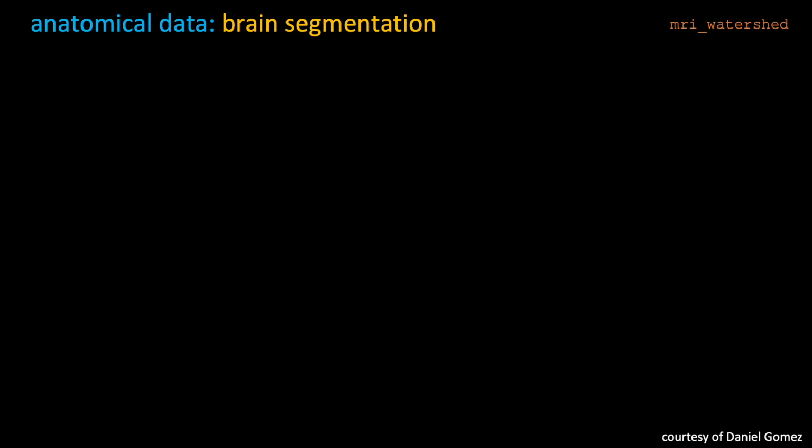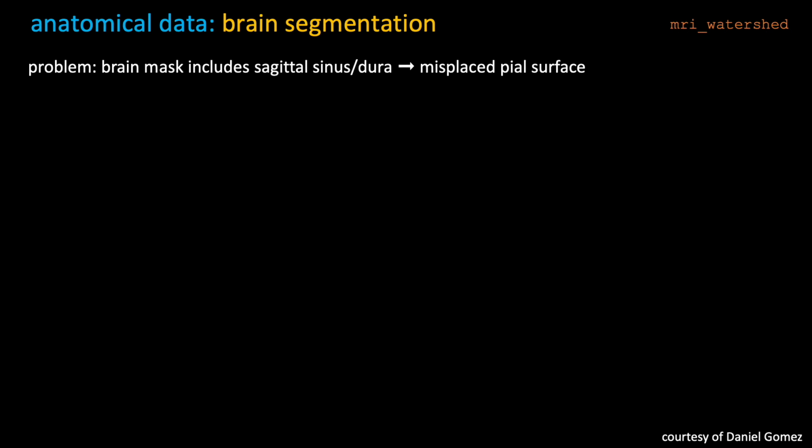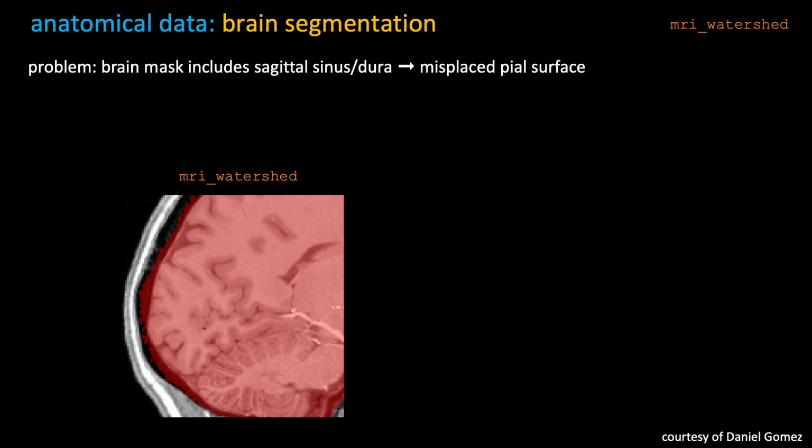So let's start with the brain segmentation, which in recon is performed with the mri_watershed command. I'll again use some work of Daniel Gomez here. So the problem that we are trying to address is that we have a brain mask that includes either dura or sagittal sinus, and that can lead to misplacement of the pial surface. So if this is our mask, the result of the mri_watershed run with the default FreeSurfer parameters, you can see there's a bit of a problem here. It extends outside of the brain, and that's just not good.